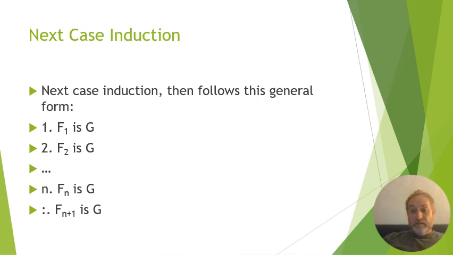And then the conclusion I draw, we'll call it number n plus 1, that next F will be G. So again, if 1 through n is like 7 observations of crows being black, then I conclude the 8th crow I observe will be black. So that's next case induction. What makes it, why we call it next case, is the conclusion we're drawing. We're drawing a conclusion about the next observation, similar to all the previous ones.